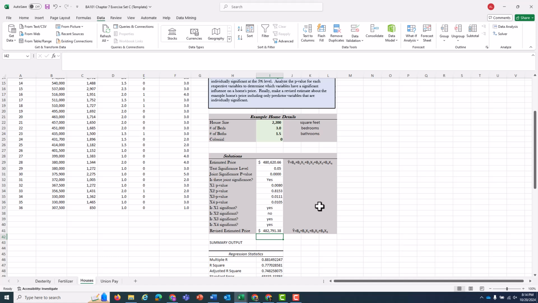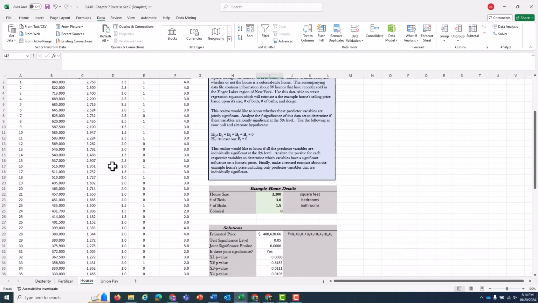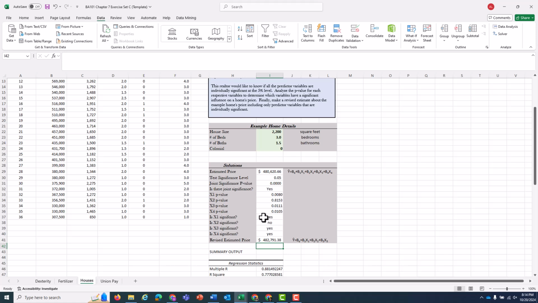Well, it means in this case that having them all in here will make a unique prediction for our selling price of the house, that $480,620.66. If we did them one by one individually, we would be able to make a reasonable prediction based just on the square foot of the house. We'd be able to make a reasonable prediction based just on the number of baths the house has, and we could make a reasonable prediction on the price of a colonial versus a non-colonial.